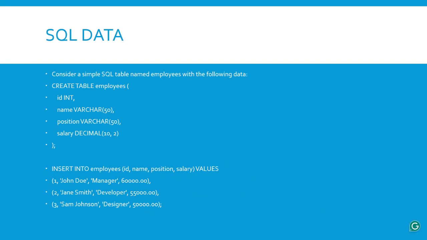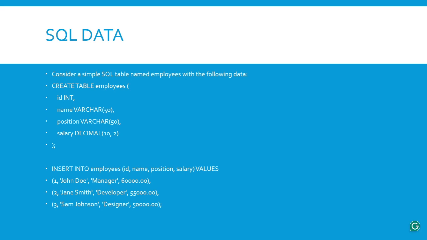Let us discuss three data formats used to store and retrieve the data. The first one is SQL data format. SQL stores the data in the form of tables. Consider a simple SQL table named employees.